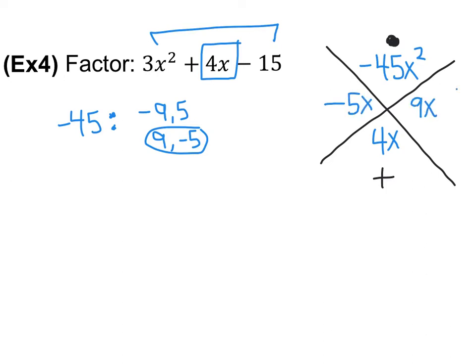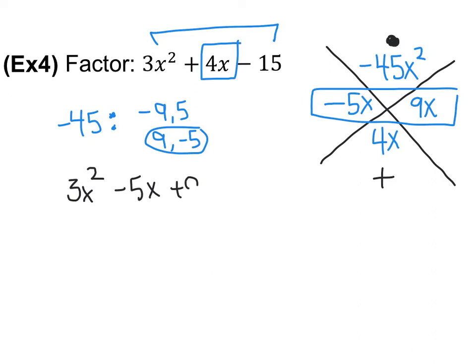Now let's just double check. When I multiply those 2 numbers, I get the negative 45x squared. When I add them, I get positive 4x. So I've done the crisscross correctly. Now we're ready to split the middle term. I'm going to go back to my original expression, 3x squared plus 4x minus 15, but I'm going to replace the 4x with what's inside the new rectangle. That's negative 5x plus 9x. And in the original expression, we still had that minus 15. So we've just split the middle term.